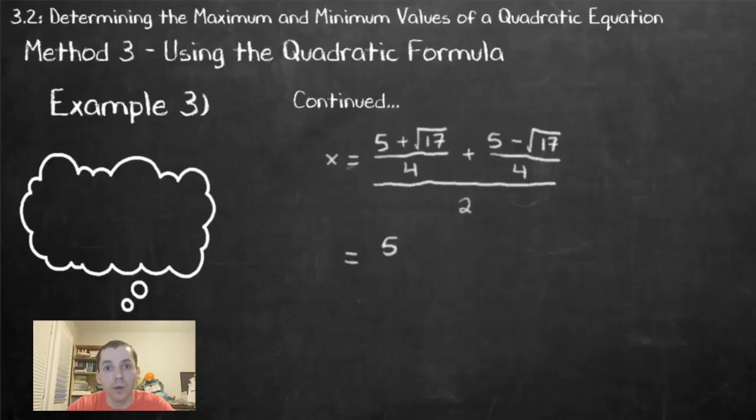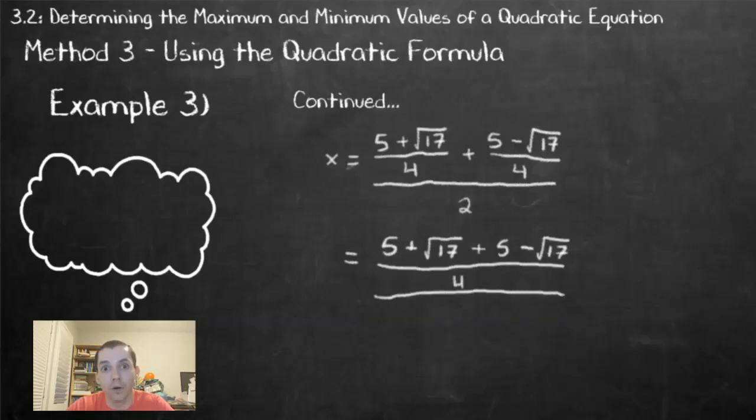In our next step, again, we have a common denominator, so we're just going to add the numerators of our fractions on top. So we're going to have 5 plus root 17 plus 5 minus root 17 over 4, and then all of this again over 2. You'll notice the radicals end up canceling out, so we just have 5 plus 5 is 10, and then our denominator simplifies to 8, which we can reduce into 5 over 4.